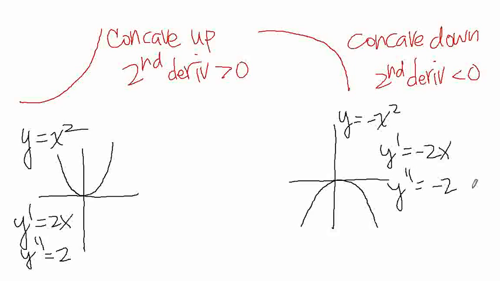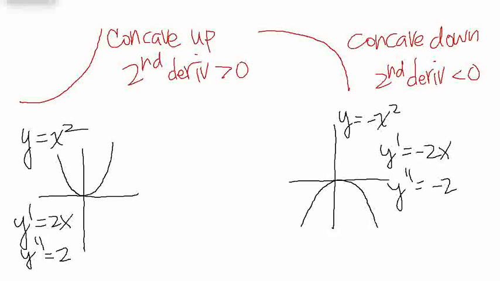Now, concavity is useful if you're looking for local extrema. Notice that the concave up example corresponded to the bottom of a valley. Notice that the concave down example corresponded to the top of a mountain. So concavity can help you to find local extrema. When you use concavity this way, it's called the second derivative test.